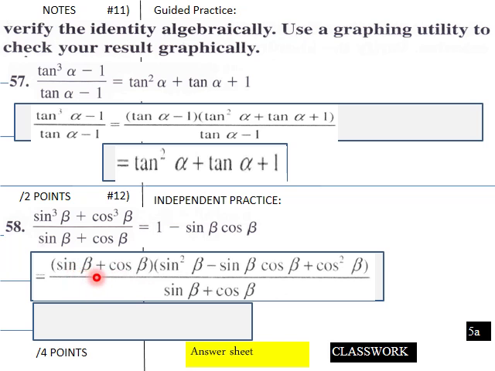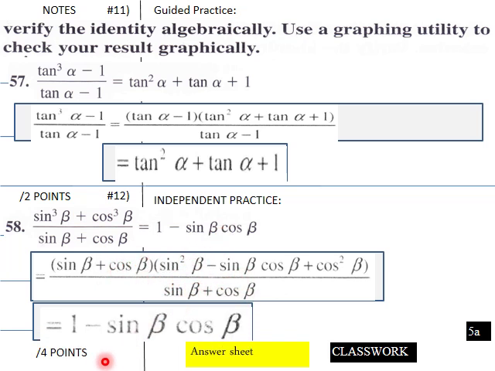Here we have sine beta plus cosine beta multiplied by sine squared beta minus sine beta cosine beta plus cosine squared beta, over sine beta plus cosine beta. This becomes this down here, and when we do some canceling, we have 1 minus sine beta cosine beta. The sine beta plus cosine beta cancels out.